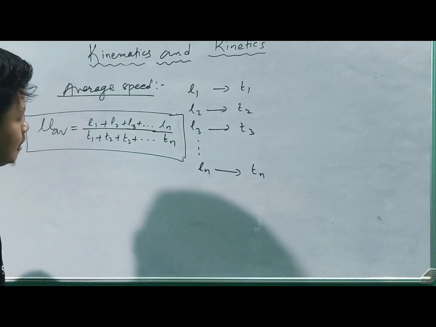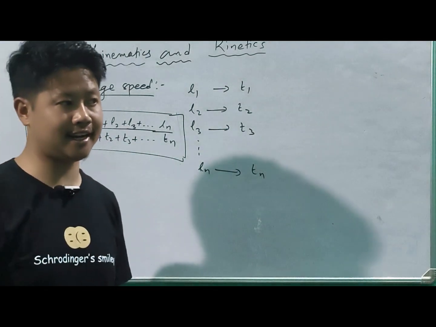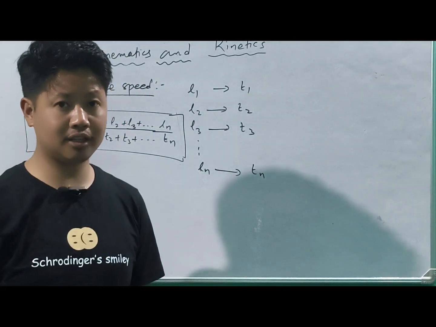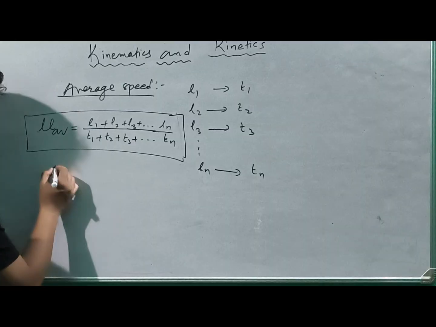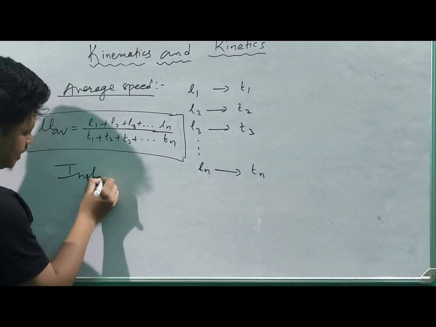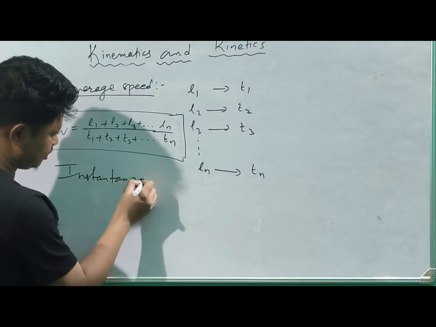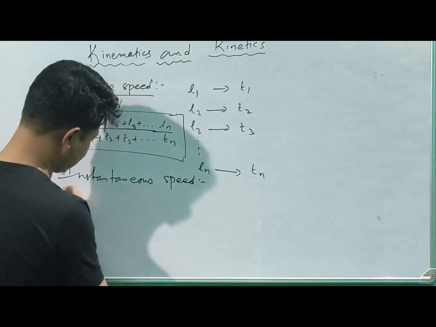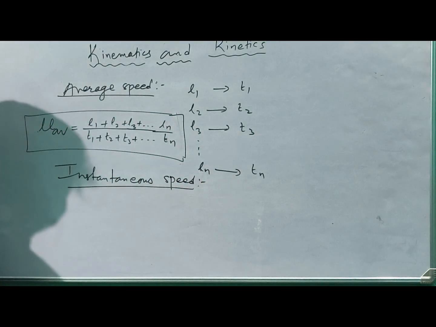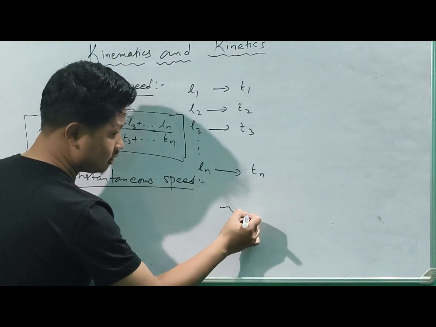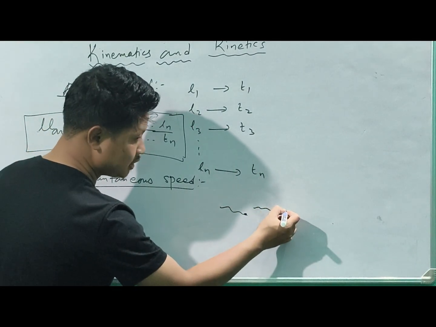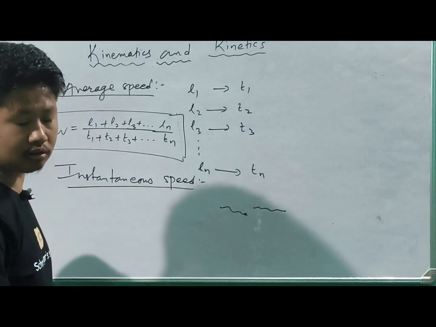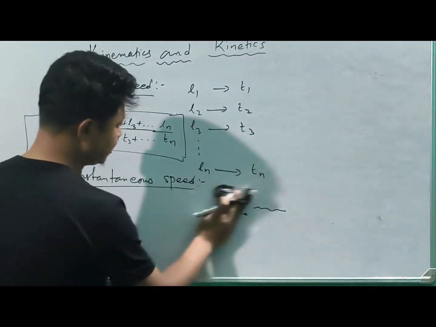Now sometimes we have to find the speed instantaneously. Instantaneously means at a particular time. Instantly we have to find it, and that type of speed is called instantaneous speed. Like when I'm writing here, what was my speed here? Whatever speed I get at that time is called the instantaneous speed. Got it?